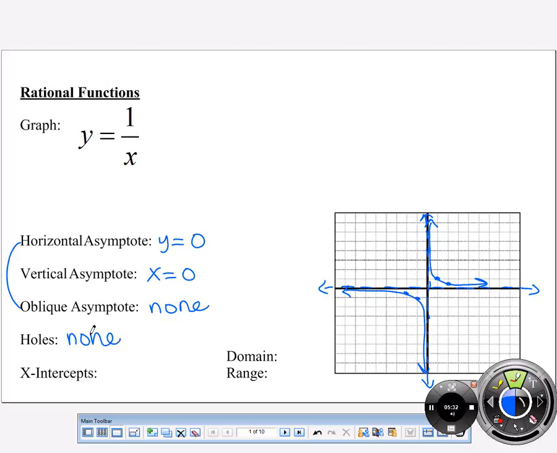And what about x-intercepts? Does the graph have any x-intercepts? So does the curve hit the x-axis, and you can say, oh, it hits the x-axis right here at this number? No, not at all. Okay, it doesn't have any.